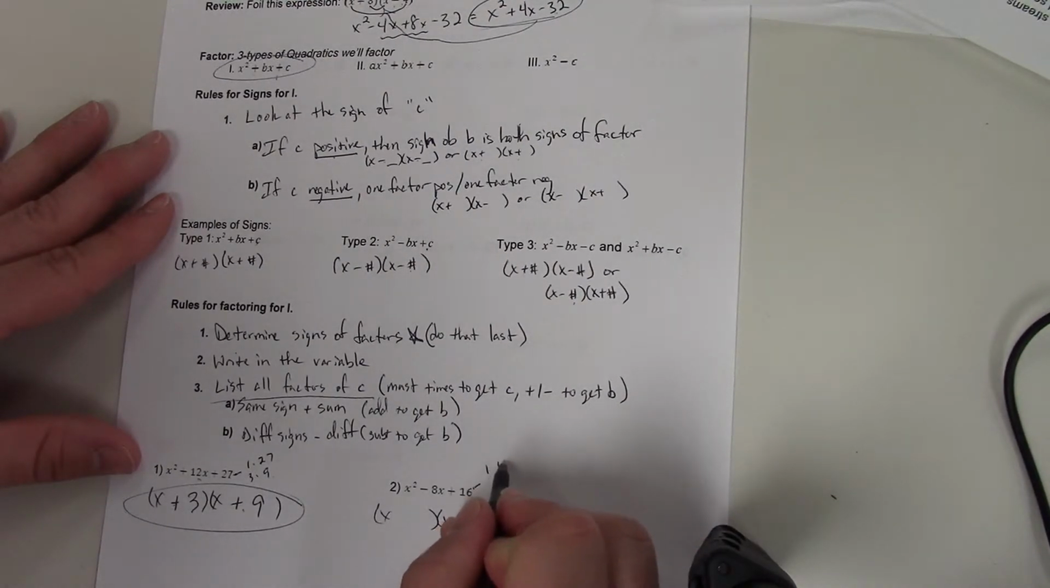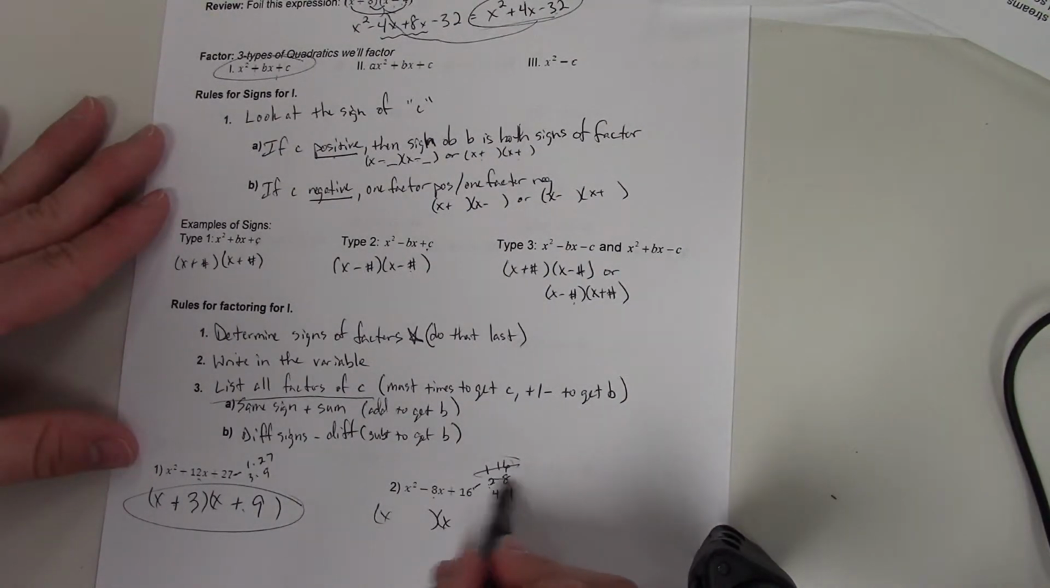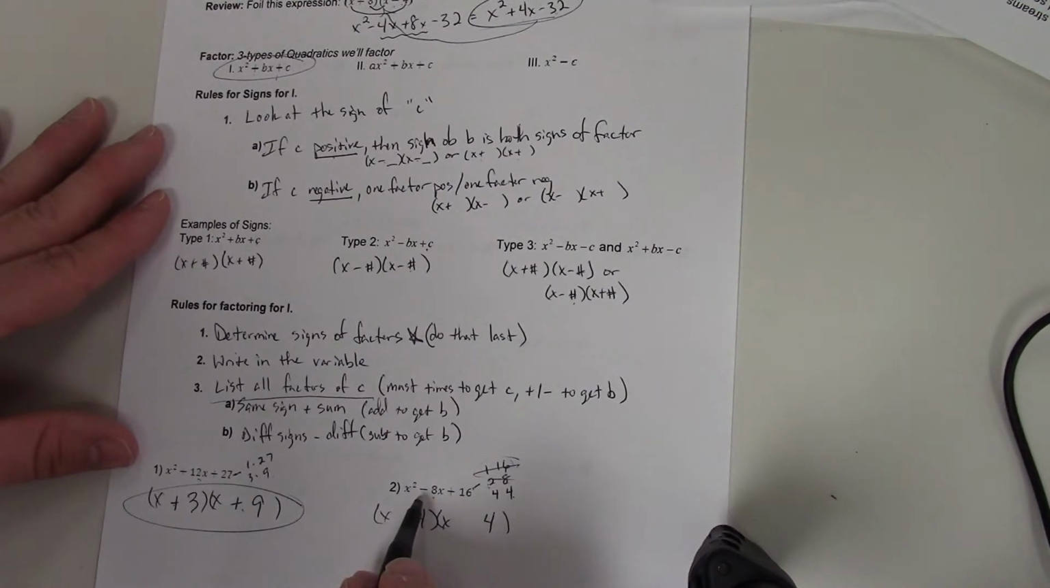The factors of 16, 1 and 16, 2 and 8, 4 and 4. Okay. So I'm going to figure out what is going to give me this negative 8. Well, this will never give me negative 8. This will give me 6 or 10, depending on if I add or subtract. That's not going to work. This will give me 8. Okay, sweet. 4 and 4. But how am I going to get negative 8? If I put a plus plus here, it's going to be positive 8. I don't need that. I need a negative 8, so I better have a negative negative, because again, this is negative 4x. This is negative 4x, and that gives me the middle term, negative 8x.